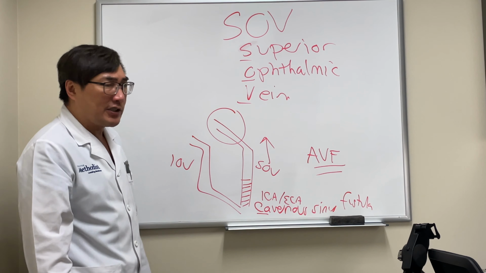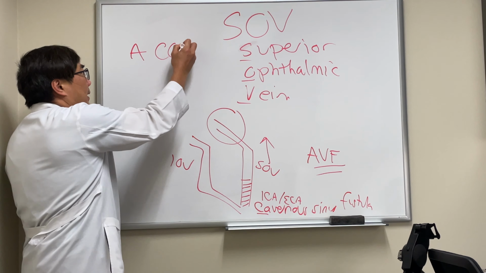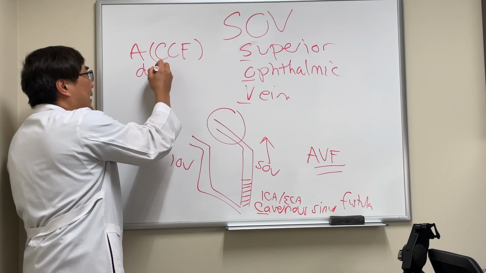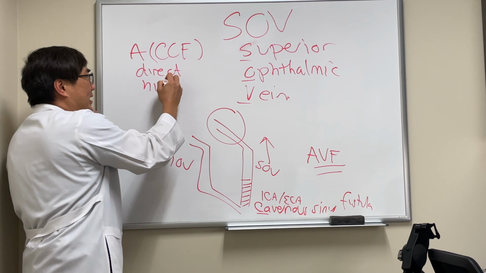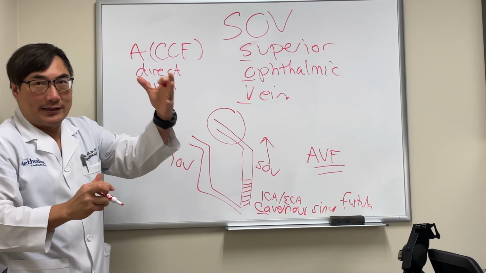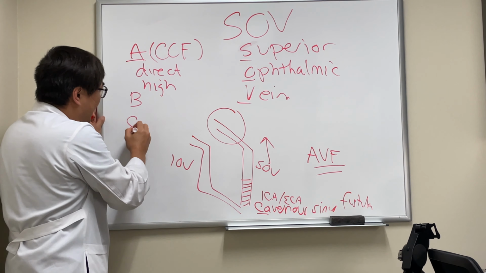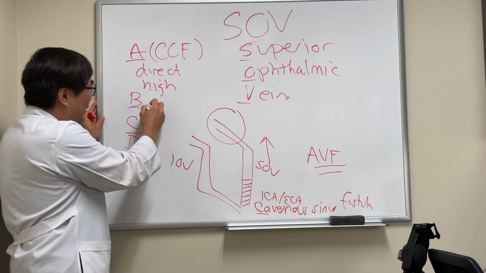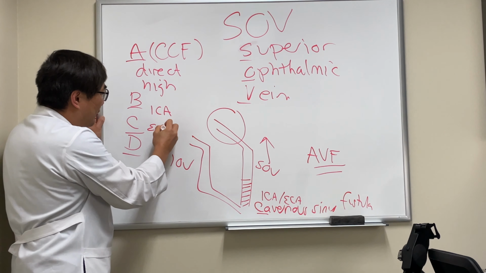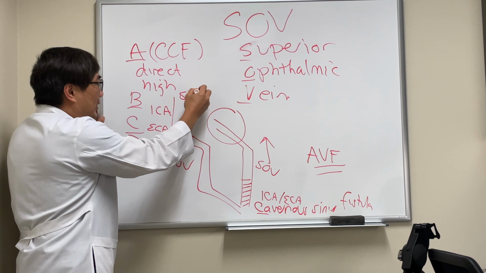The high flow fistulas are Barrow A classification. The A fistula is a direct fistula and it's high flow. Those are easy to diagnose because the eye is really bulgy and red, they have a bruit, and there's a trauma history. The low flow fistulas are B, C, and D, which are branches of the internal carotid artery, the external carotid artery, or both. And these are slow flow fistulas.